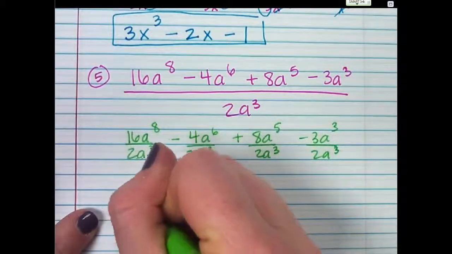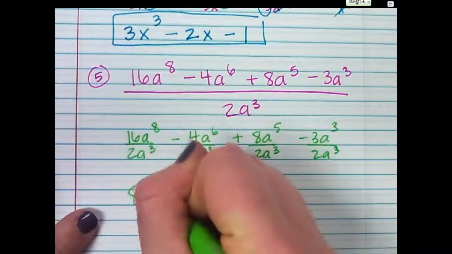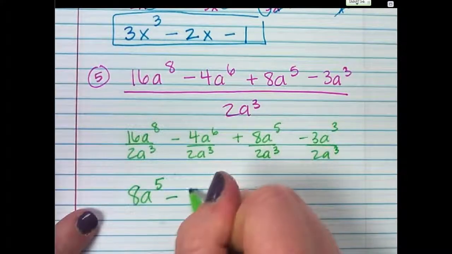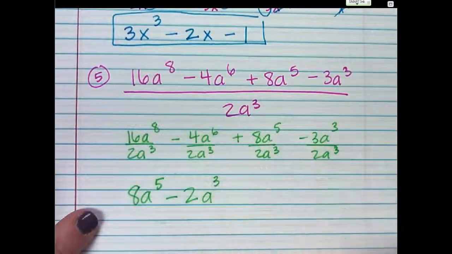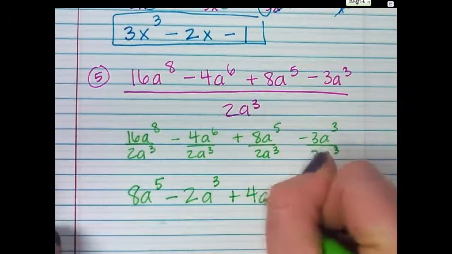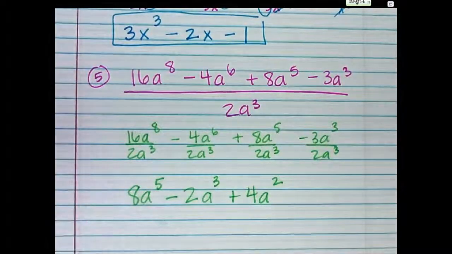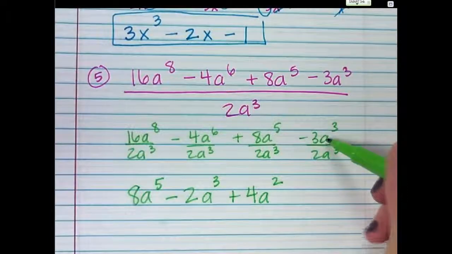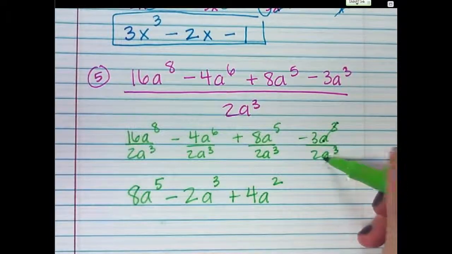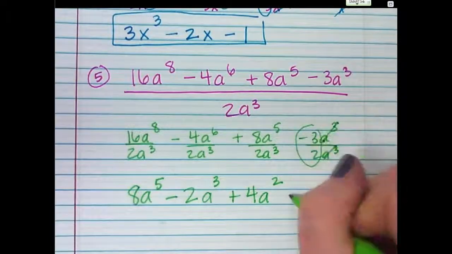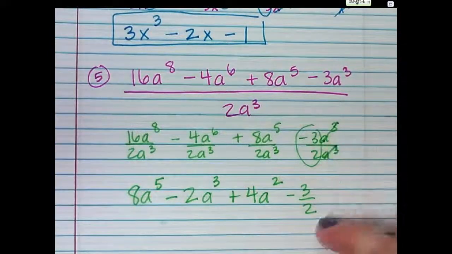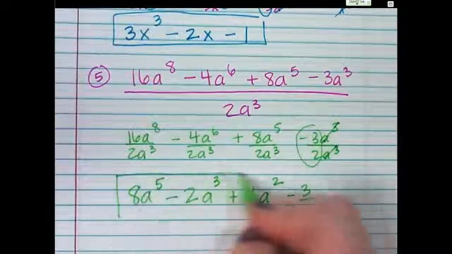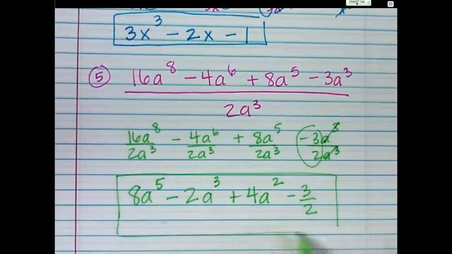All right, so your answer should be 8a to the 5th minus 2a to the 3rd plus 4a squared. What happens to my a cubes? They cancel. I'm just left with this. You don't have to do anything with that. It doesn't reduce, so just leave it. If they give you a fraction, leave it as a fraction. If they give you a decimal, you can leave it as a decimal.